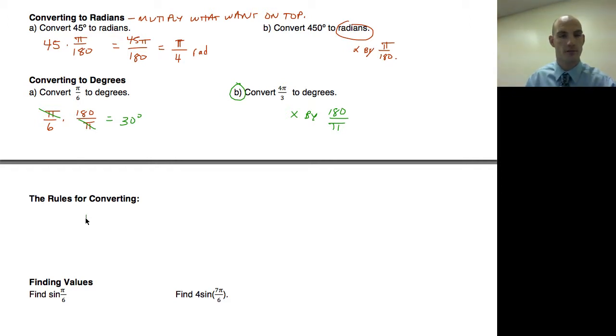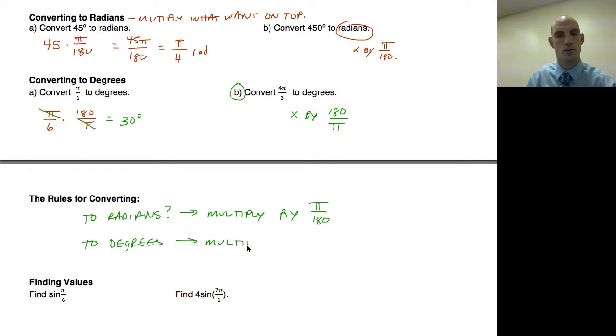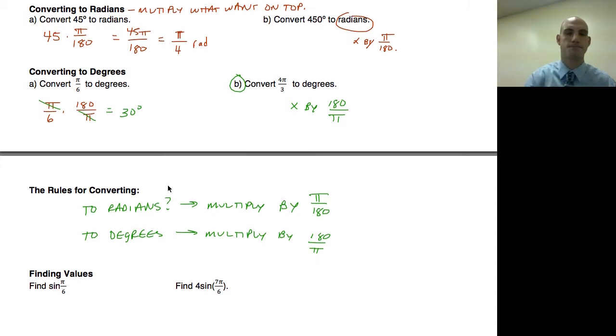So the rules for converting to radians: multiply by pi over 180. To degrees: multiply by 180 over pi. The general rule is multiply by what you want on top. You want radians? Do the pi stuff on top. You want degrees? Put the 180 stuff on top. That's all there is to it.